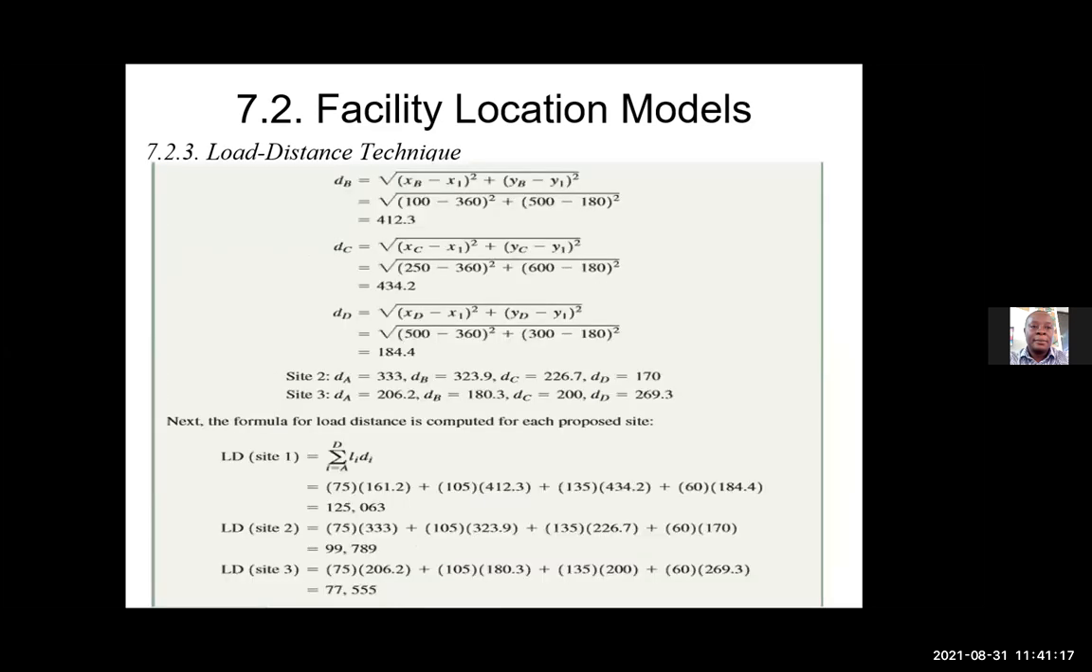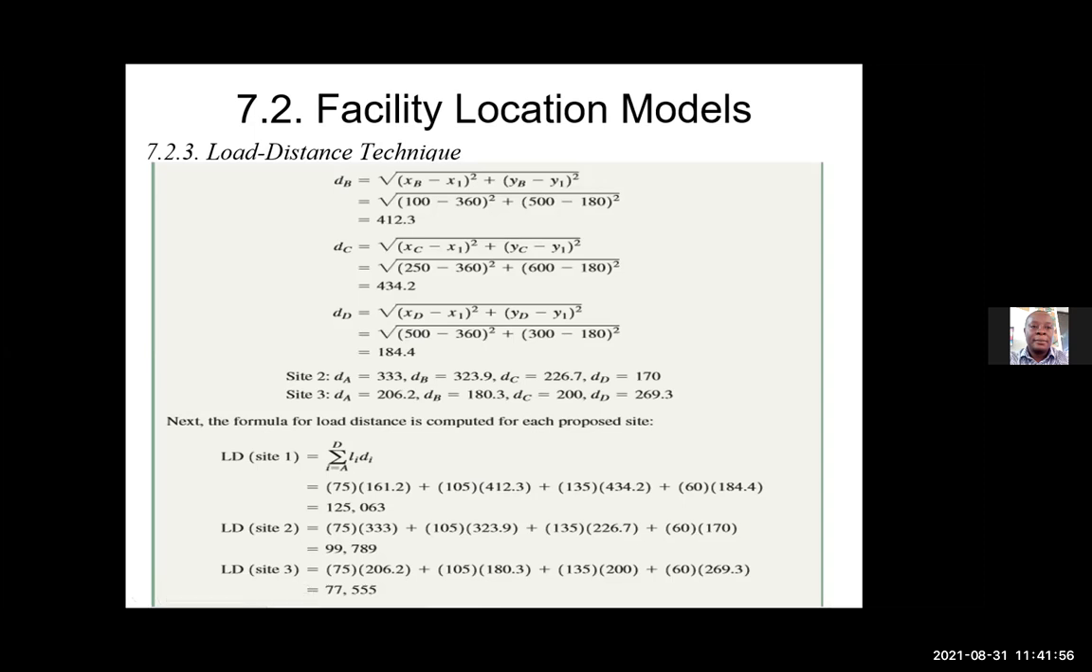So in the end, for site 2 the distances are 333, 323.9, 226.7, and 170. For site 3, it's 206.2, 180.3, 200, and 269.3. These are the distances calculated for the three proposed sites and the four existing facilities. So next we look at the load distance.